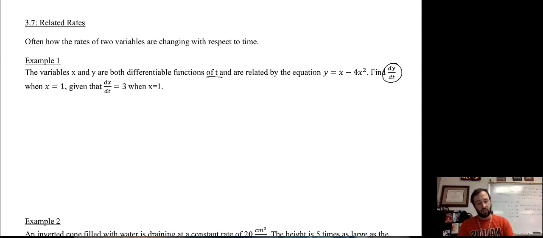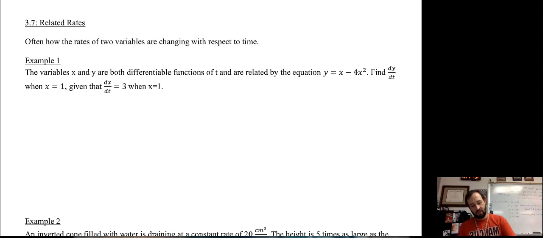So this is the change in y with respect to time, where it's changing vertically with respect to time, versus where it is changing horizontally with respect to time, at the specific instant that x equals 1. Because this is a graph of a parabola, right? If I have x minus 4x squared, it is something like this, where I have an x-intercept at 0 and positive 1/4. All right, we'll get to that in just a little bit.